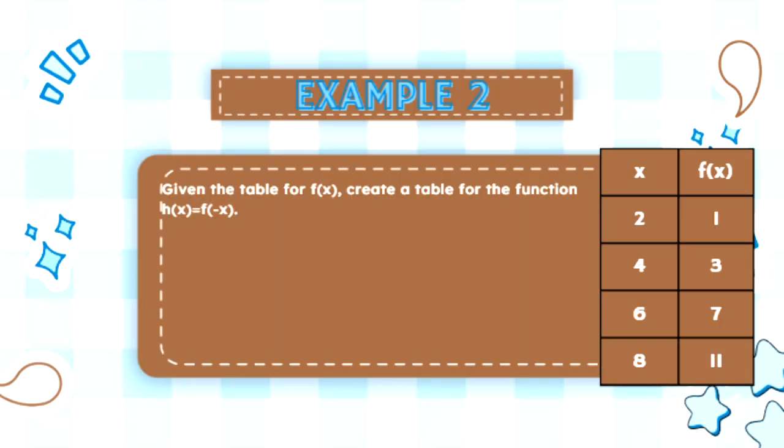Here's example number 2. Given the table for f of x, create a table for the function h of x is equal to f of negative x. Okay, I'll show you how to do this with the math, but there is a simpler way. So I'll show you the logic behind it, and then I'll show you the simpler way to do it. So we have our, we don't have our formula. I can't show you the math. Never mind. It's really easy.